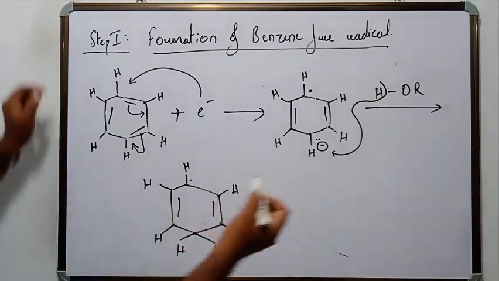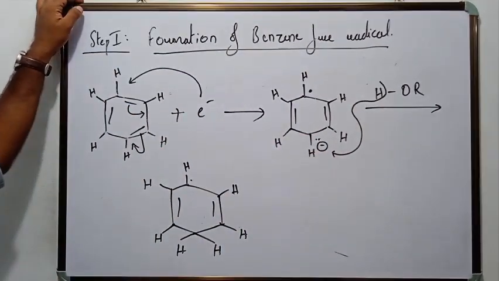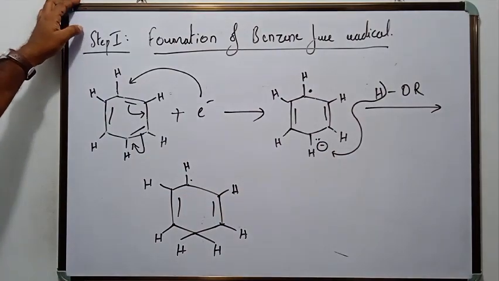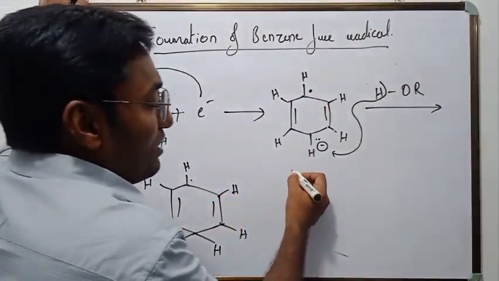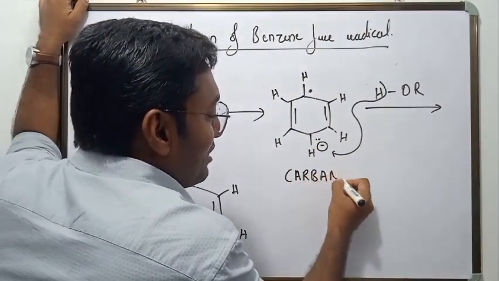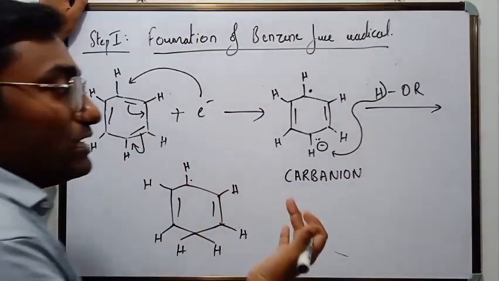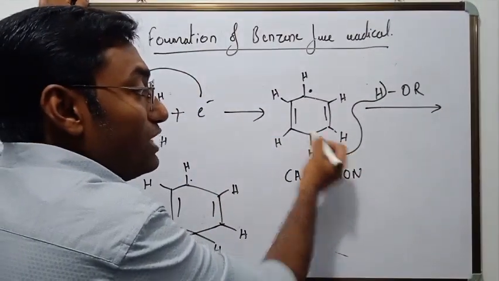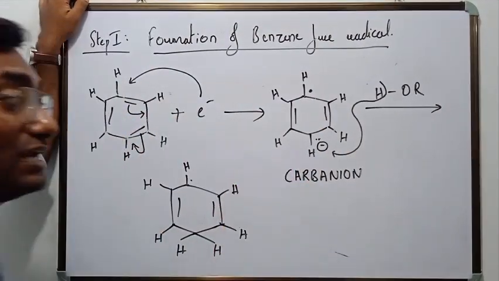Now when this electron comes here, what would it become? Yes, you guessed it right. It becomes a powerful carbon anion. What would it become? A powerful carbon anion. Right? A carbon anion is a powerful base. It acts as a Lewis base. A Lewis base is that which can donate a pair of electrons. So it acts as a very powerful base. A carbon anion is a very powerful base.